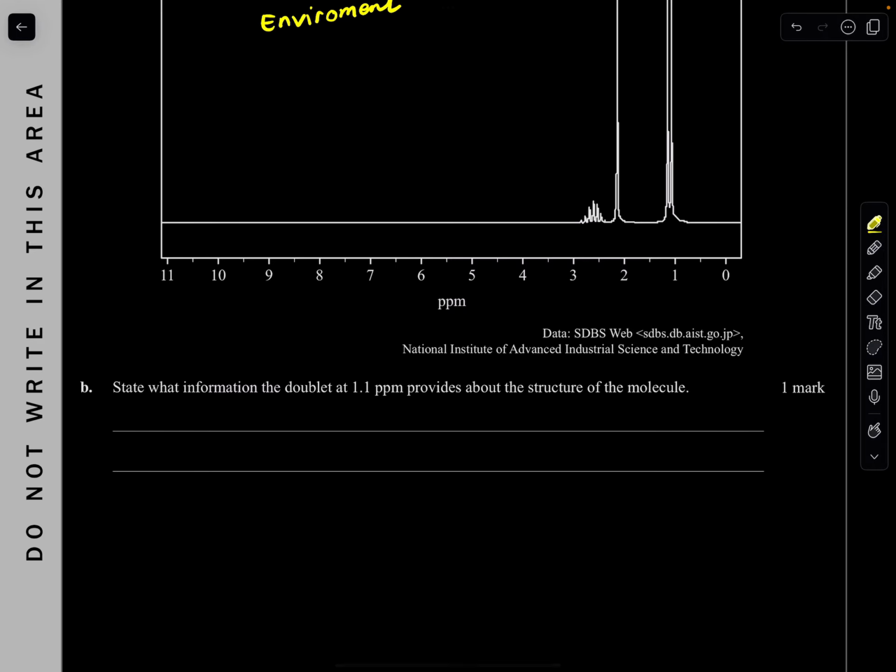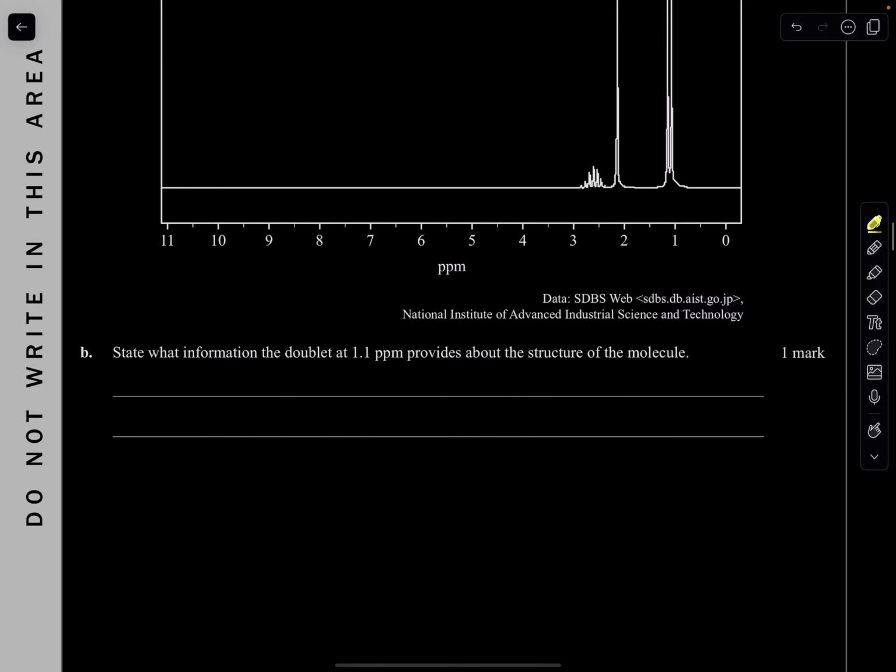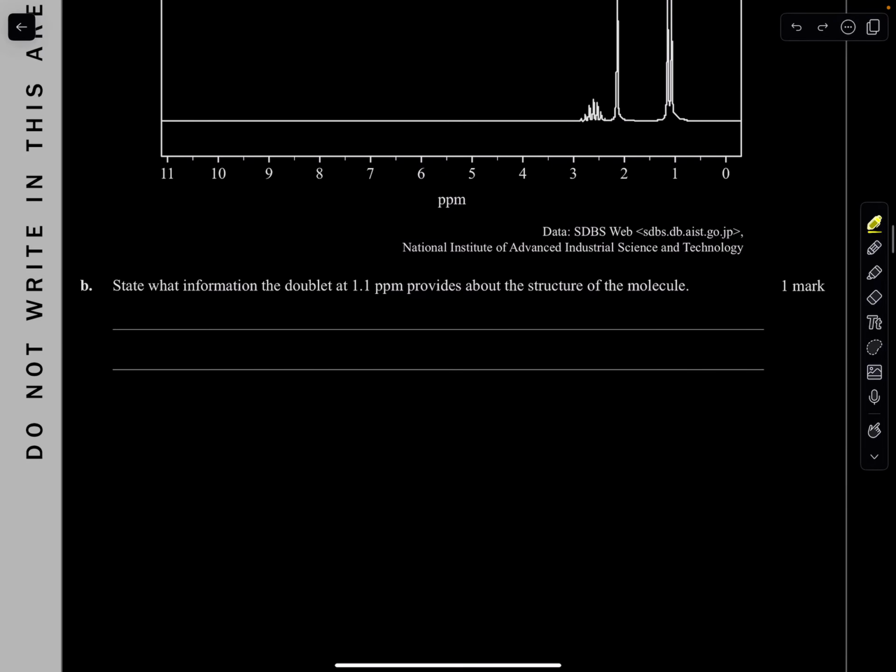The doublet at 1.1 parts per million provides information about the structure of the molecule. Easy. Normally when you're doing proton NMR, you have to use the n+1 rule. It's the easiest thing to use to learn about the structure. Because we know it's a doublet, n+1 equals what? It's a doublet, so it has to be 2. Hence, n equals 1. What does this tell us? It tells us about the adjacent carbon, which has to have 1 hydrogen.